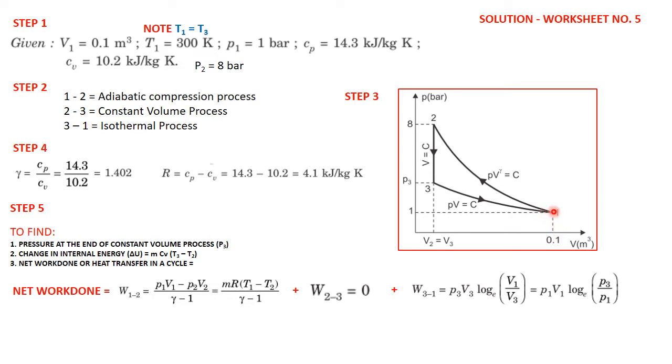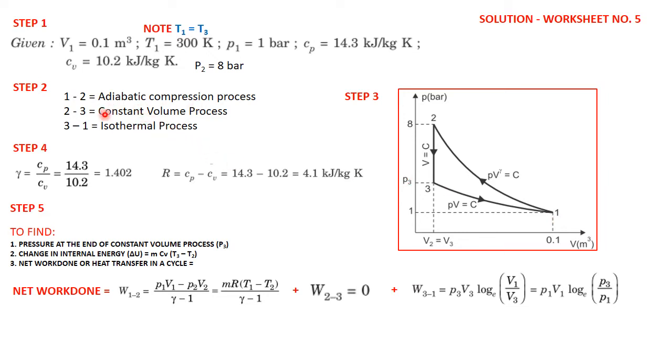In the PV diagram, 1 to 2 is the adiabatic compression process, 2 to 3 is the constant volume process, and 3 to 1 is the isothermal process. In 1 to 2 the volume is reduced and pressure increased, right? P1 pressure is less, P2 pressure is greater. The general form of an adiabatic process is PV to the power gamma equals constant. In 2 to 3 the volume remains constant, and 3 to 1 is the isothermal process. This is the PV diagram, draw it carefully. V2 is equal to V3, a constant volume process, and those things are mentioned over here.